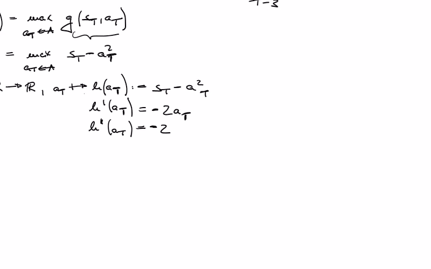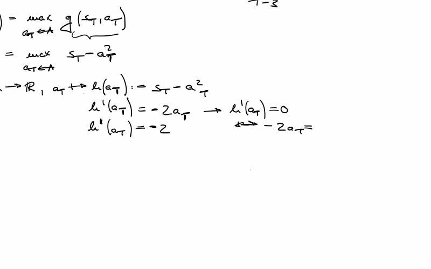And then we can use this to actually compute the optimal action. Set it to 0, which then says minus 2a_t equals 0, which then of course says a_t is 0, because we just divide by minus 2. And this is now our optimal action.